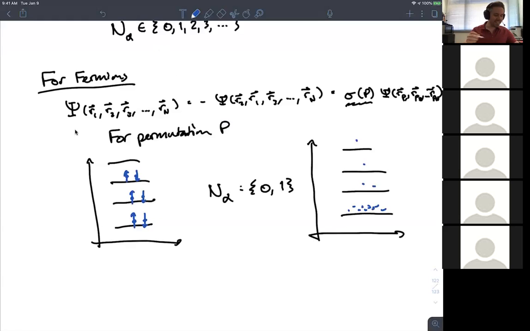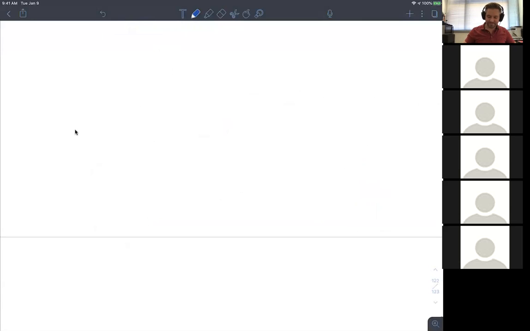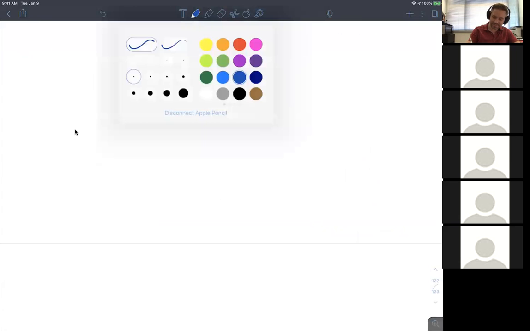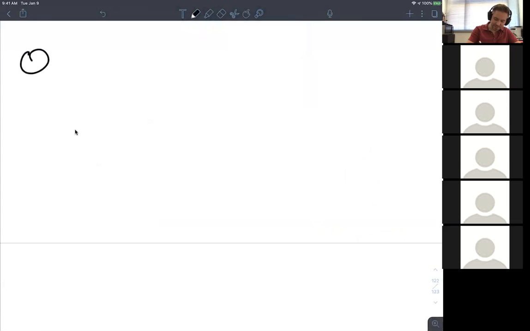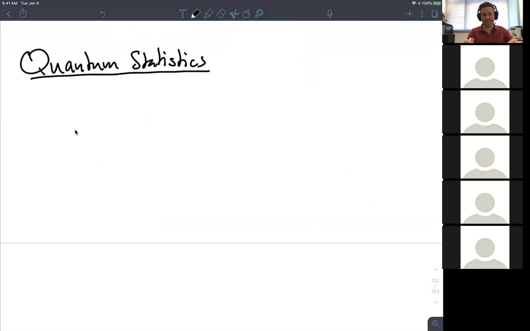All right, so now let's do it. Okay, so quantum, blue again. Quantum statistics. So now we're finally ready to do this. Okay, so now we specify some quantum system. We throw in some particles. We have to specify whether those particles are fermions or bosons.